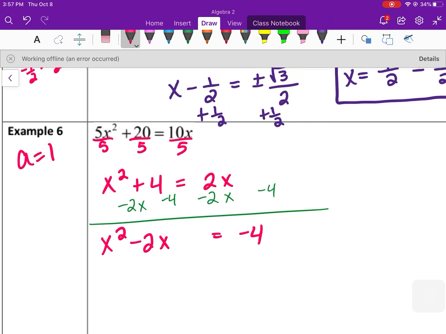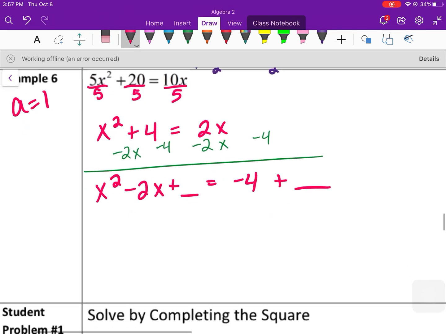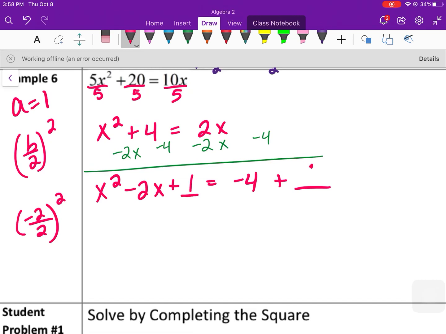My next step is to add b divided by 2 squared to both sides, so I'm going to put my plus blanks. Then b is negative 2, so divided by 2 squared. So I'm adding b divided by 2 squared to both sides. That's negative 1 squared is positive 1 to both sides. Then factor it. It'll be x minus, since it's x minus here, squared. And the square root of 1 is 1, so it'll be x minus 1 squared. And then negative 4 plus 1 is negative 3.